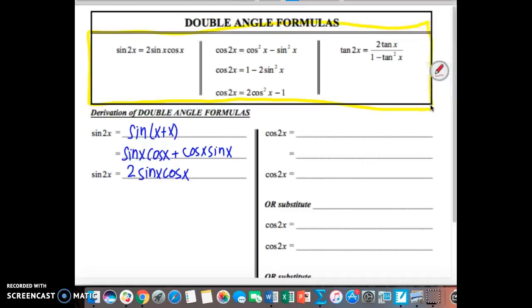Another one we need to be familiar with is cosine of 2x. Cosine of 2x is equal to cosine squared of x minus sine squared of x. It's also equal to 1 minus 2 sine squared of x. And it's also equal to 2 times cosine squared of x minus 1.